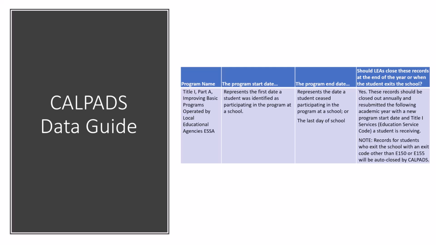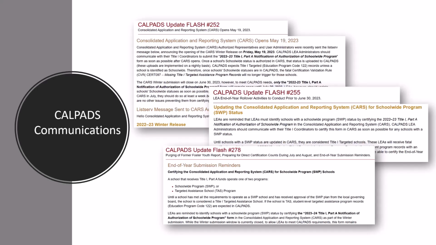And should the LEAs close these records at the end of the year? The recommendation is yes. The record should be closed annually, resubmitting the following academic year. So you have guidance on how to report the program. It might indicate why you have no records, because they were all closed out at the end of last year. So you would have had to submit them this year, unless of course you have a school-wide program.